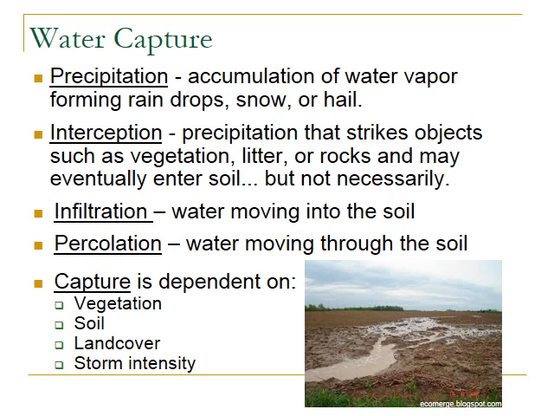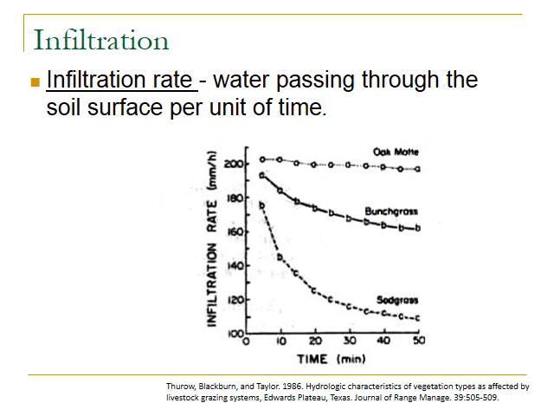Capture is actually the amount of water that is captured by the landscape and is held on the landscape, and it's dependent on the type of vegetation, the type of soil, the amount of land cover, mostly by vegetation, but rocks and other material. And then, of course, it's affected by the storm intensity. This picture here on the right is apparently a very intense storm that caused a lot of runoff. As we think about water capture in a landscape, let's turn our attention first to infiltration rate.